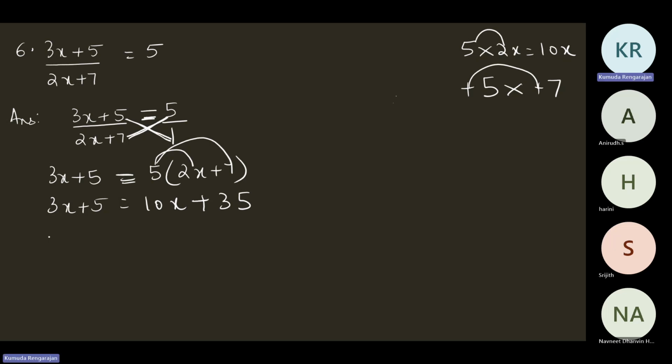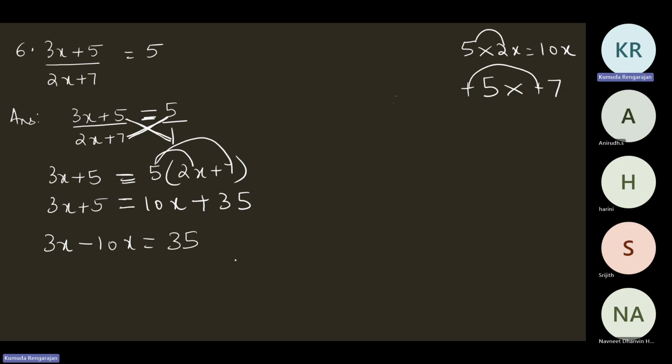3x is on the left hand side, write it there. 10x from the RHS goes to the LHS, so it will become minus 10x. Whoever travels, they'll take the opposite sign. Is equal to 35. 35 is after the equal to sign. There only we are writing after the equal to sign.